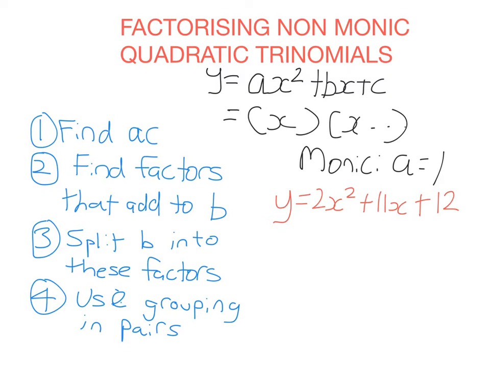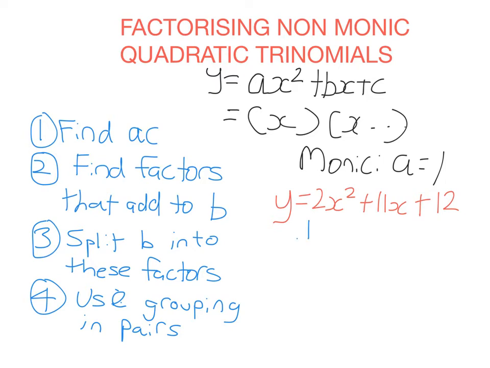Now we can't use the highest common factor method. I told you that I always want you to see if you can use that first when you're factorising. We can't do that here because 2x squared, 11x and 12, the 3 terms, do not share a common factor. There's nothing that goes into all 3 of those terms. So that's why we need a different method that we're using today. So I'm going to go through step by step how we factorise this.